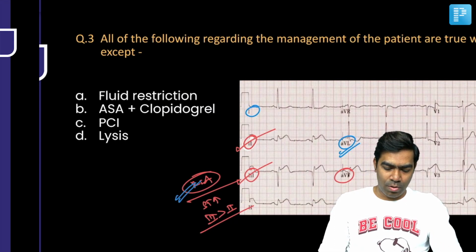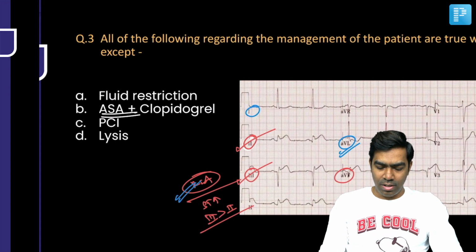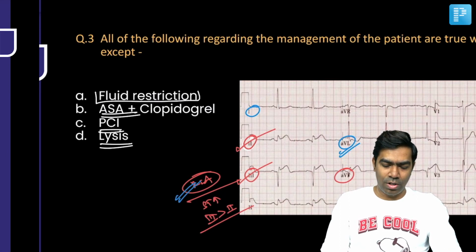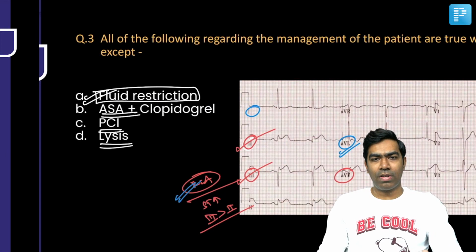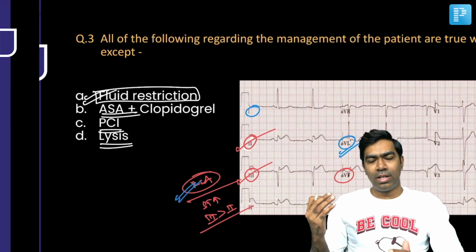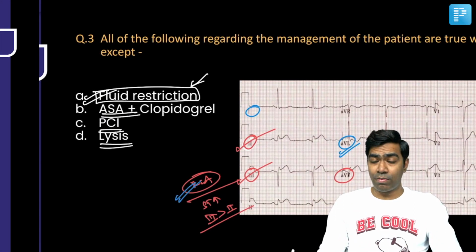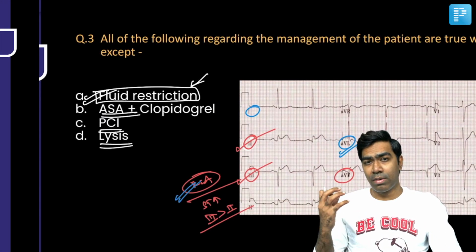So aspirin clopidogrel definitely yes, indicated. PCI yes, lysis yes. All of these things can be indicated depending on the time of arrival of the patient. But what you should not do is actually fluid restriction. In fact, in patients with inferior MI and associated RVMI, if the patient is having a pre-shock or a hypotension kind of a situation, and if the JVP is less than your target, that is 10 to 14 millimeters of mercury, it's better to give more IV fluids to maintain the preload, because RV is very preload sensitive.